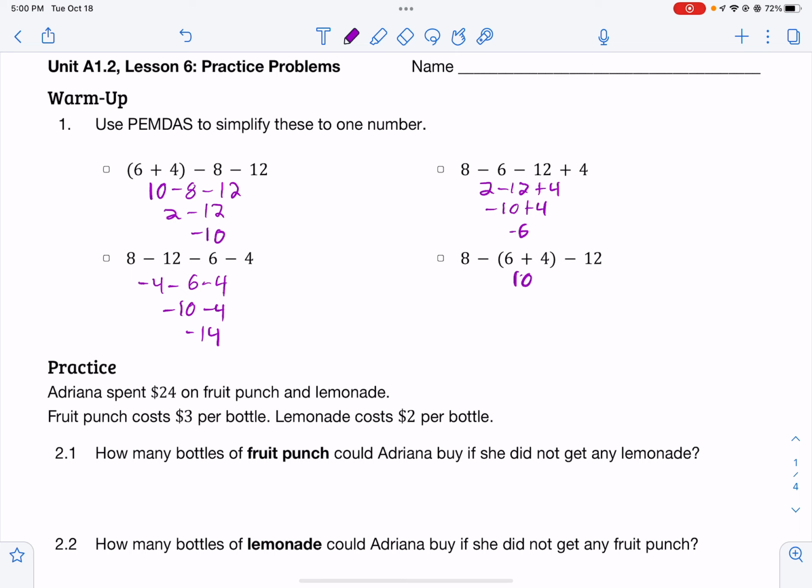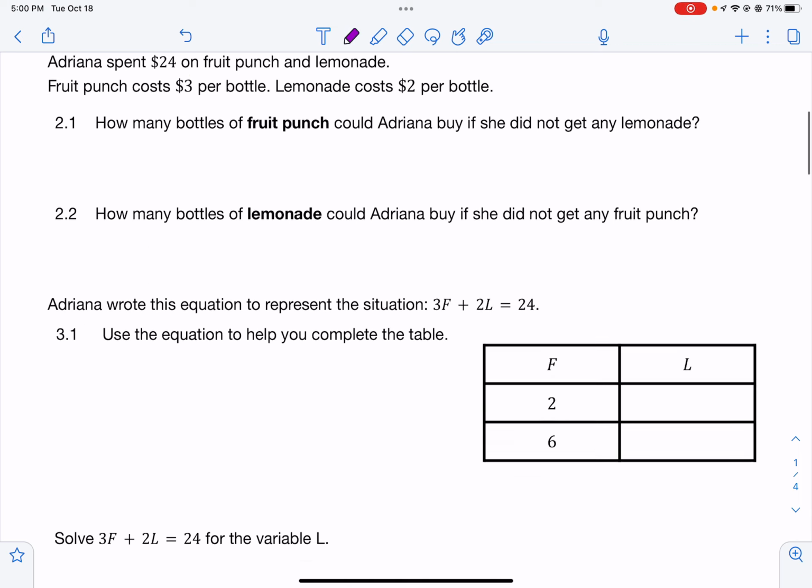Okay, in this case, we'll deal with the parentheses first, simplify that. We have 8 minus 10, that's negative 2 minus 12. Negative 2 minus 12 is negative 14. So we finish that part.